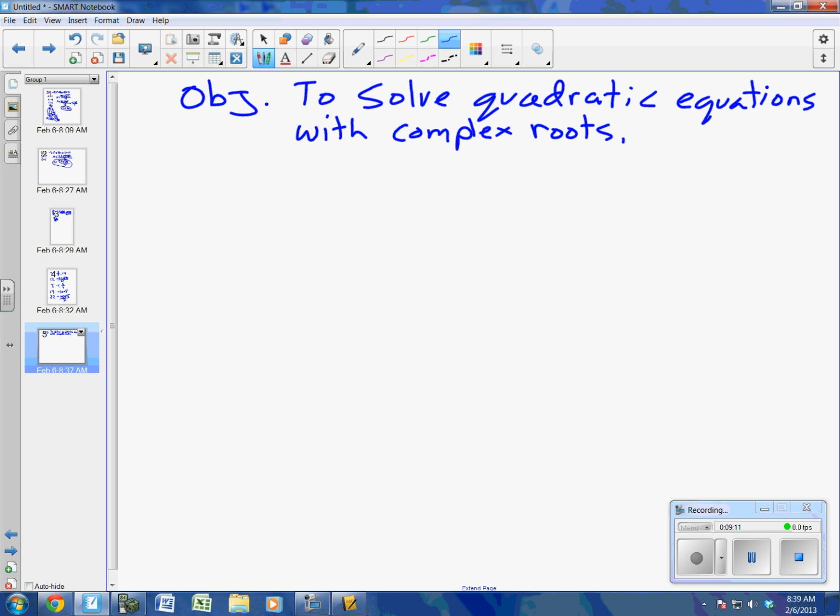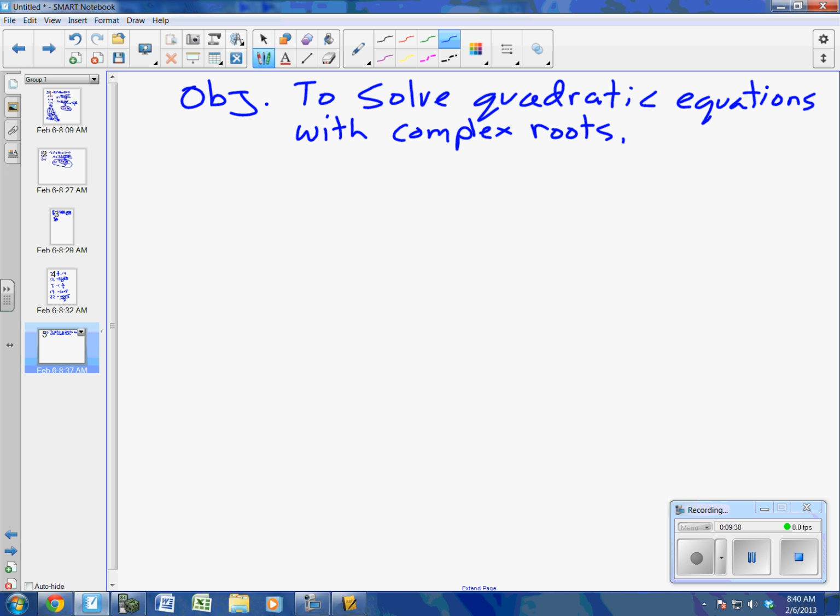Okay, you guys, today we are going to do kind of the ending of making sure we know how to do quadratics. We're going to be solving quadratics that have complex solutions. This is number 4 of these objectives that I've had up here for a couple of days. Okay, and so what do I mean by solving quadratic equations with complex solutions?